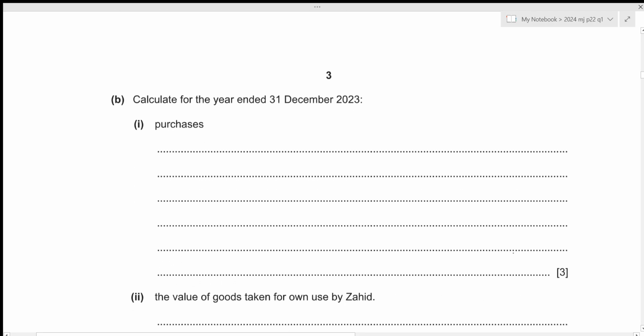Alright. Now for the second part, we need to calculate for the year ended 31st December 2023, the purchases. Remember that all purchases were made on credit, and whenever we have to calculate the credit purchases, you always need to prepare your purchases ledger control account. Let's do so. Purchases ledger control account is prepared in order to get our value for trade payables.